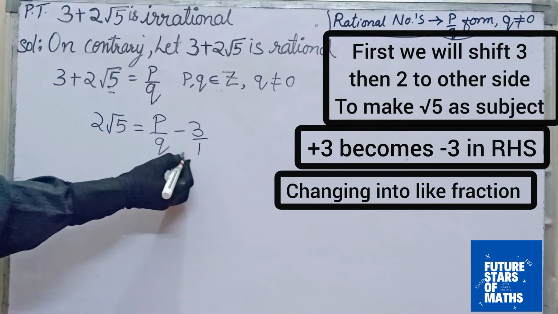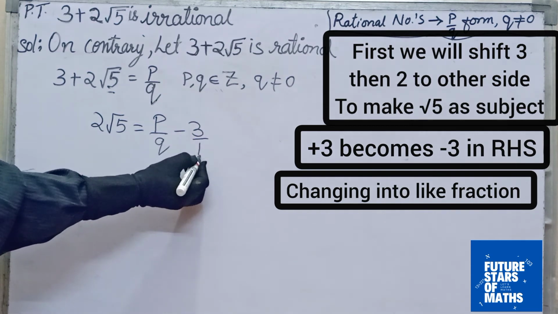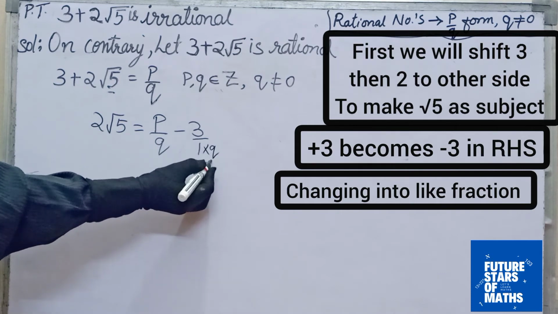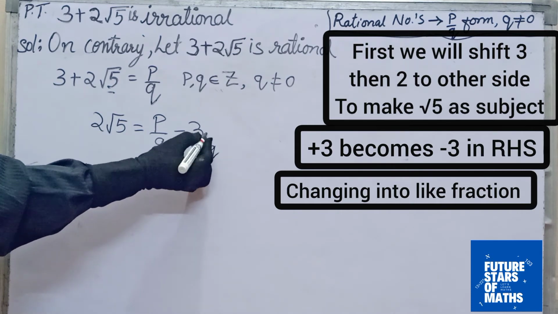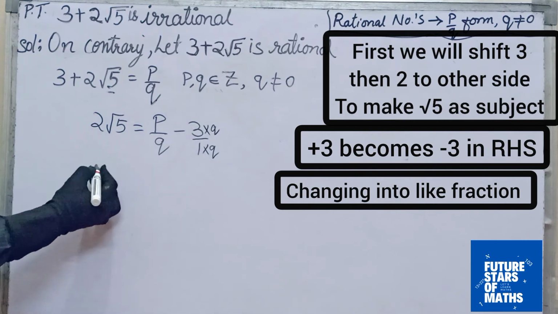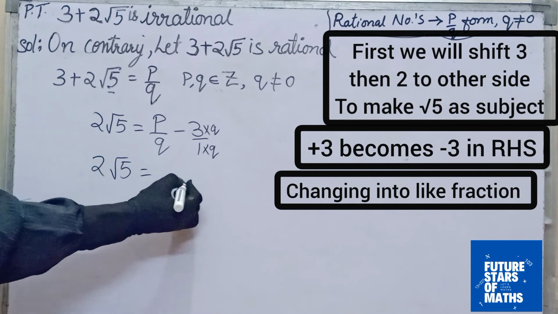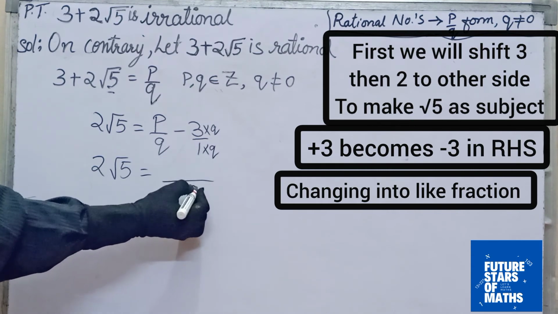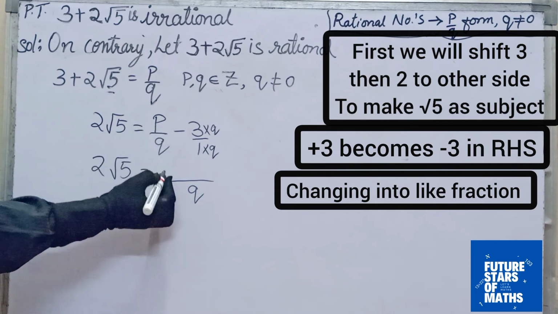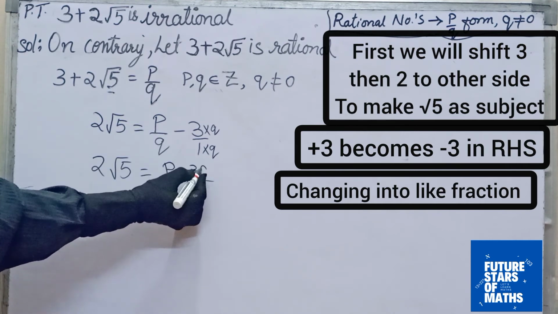To get the LCM, here we have q, here we have 1. So here we should get q, so we will multiply this with q. If we are doing something in the denominator, the same thing should be multiplied in the numerator also. Okay. So 2 root 5 is equal to, here we got q as the LCM, so we will write q in the denominator. Now in the numerator we have p minus 3q.